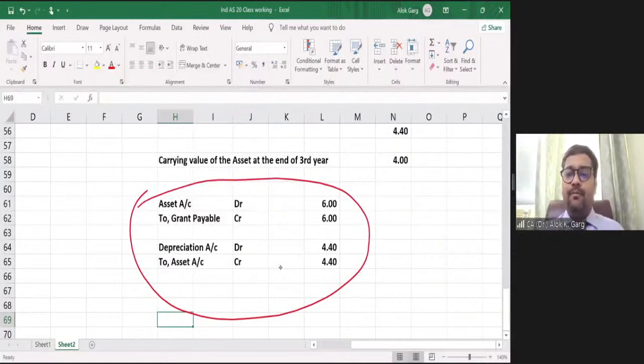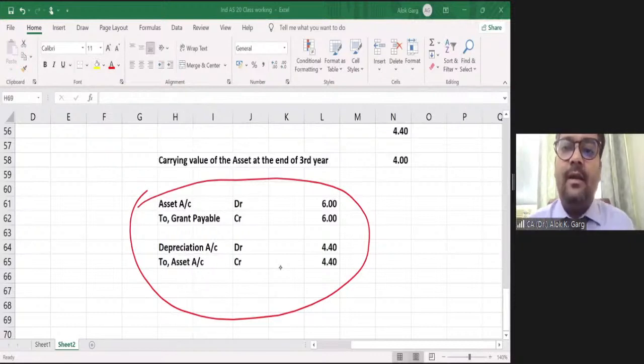Friends, I hope... Yes, Radha, you are right. Asset value must be increased and extra depreciation must be charged. Okay. So guys, I hope you all are clear on this part.